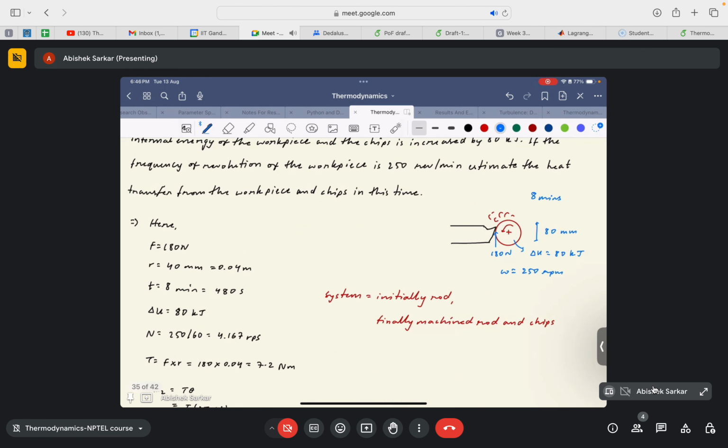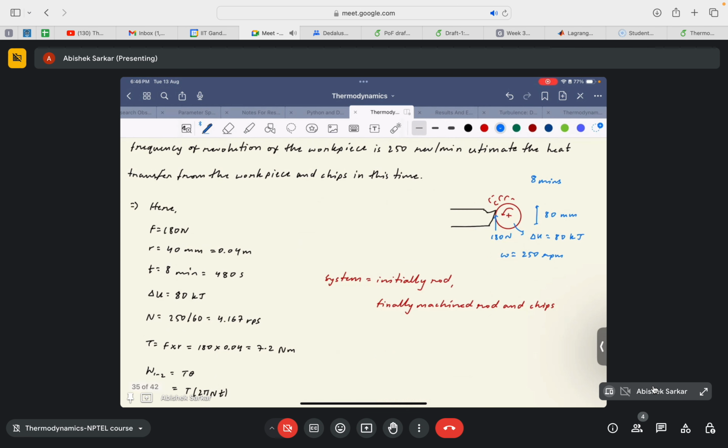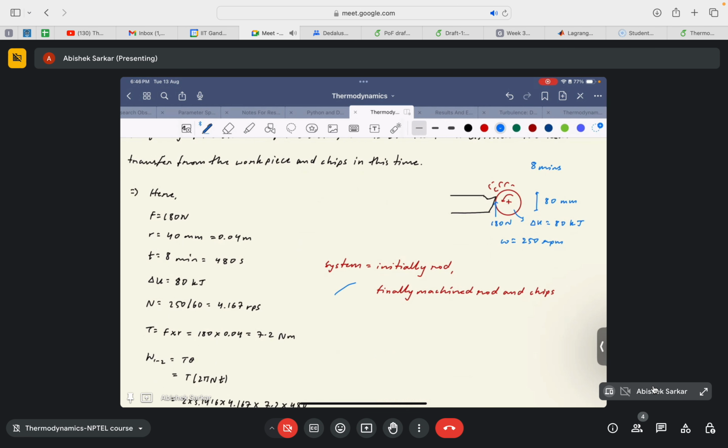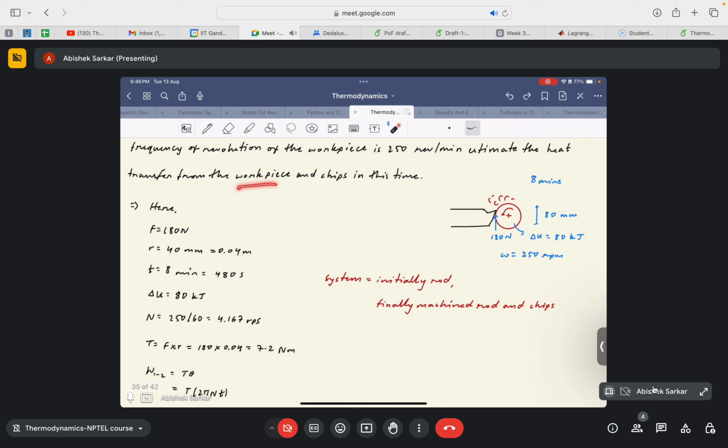Initially our system would be the workpiece only because there are no chips generated, but after the turning, the final shape of the workpiece as well as the chips will constitute our thermodynamic system. We are mentioning it in the problem beforehand, because it asks for the net heat transfer from the workpiece and the chips. Chips are the metal pieces that fall off from the outer surface of the workpiece once it is chipped away or cut away from the metal surface by the tool.